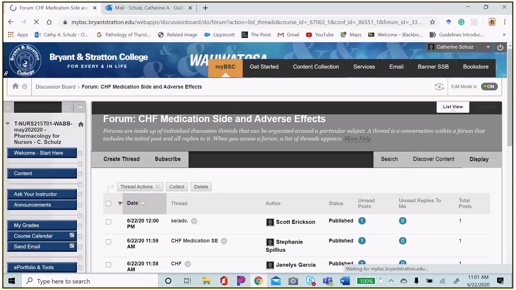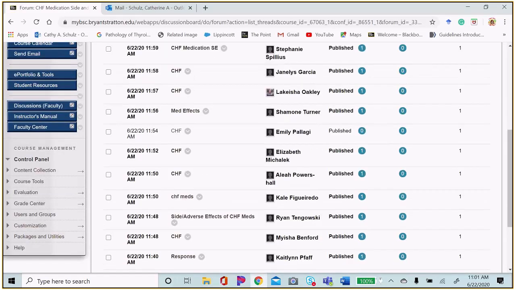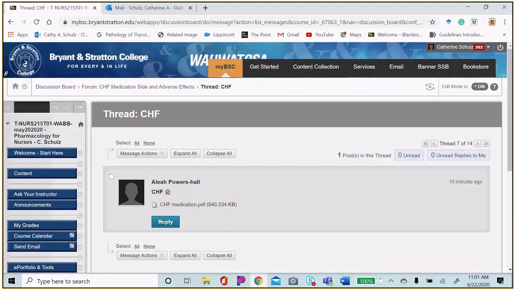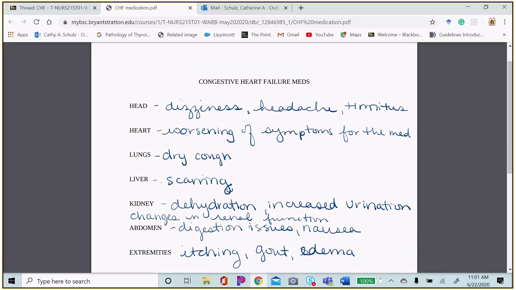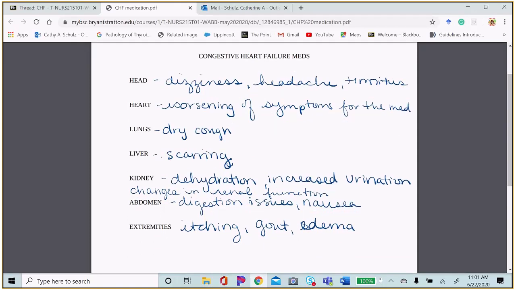My suggestion, because you make the sheets to be beneficial to you, is to use that for studying and say, okay, these are potential things that happen, which medications are the ones that might cause that.